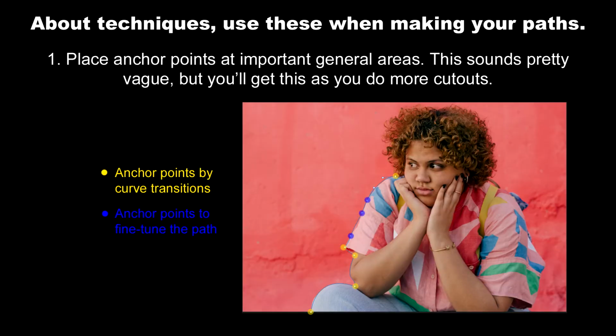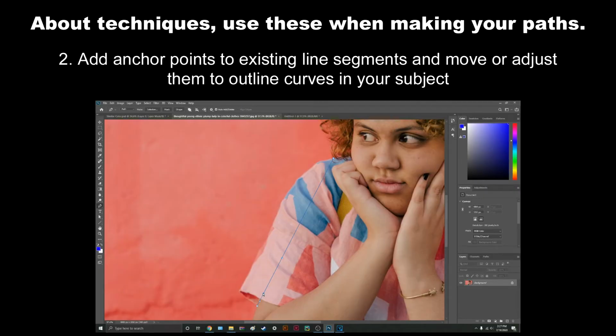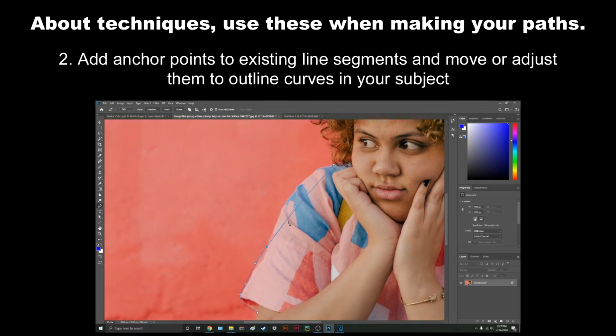About techniques, use these when making your paths. 1. Place anchor points at important general areas. This sounds pretty vague, but you'll get this as you do more cutouts. By important general areas, I mean like the start and ends of someone's arm, or wherever there's curve transitions. 2. Add anchor points to existing line segments and move or adjust them to outline curves in your subject. Dipping your path like this allows you to easily make smooth outlines that contour your subject well.